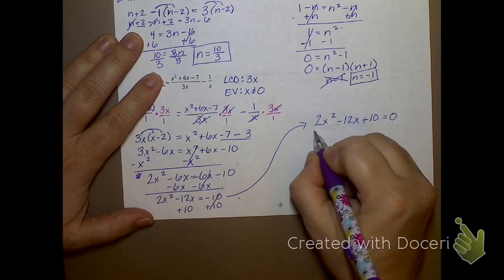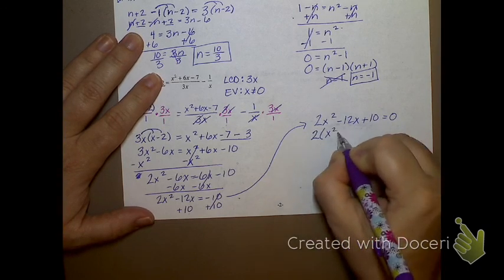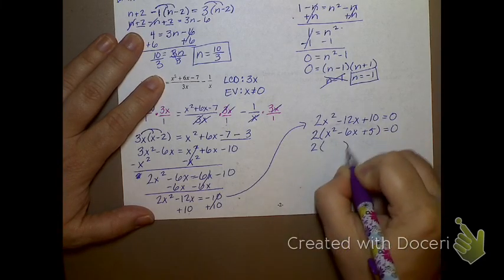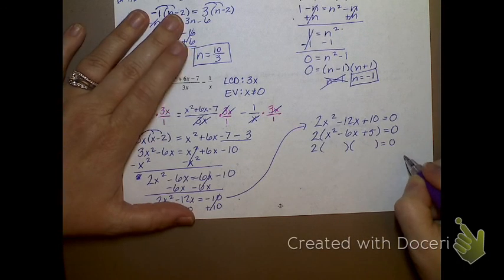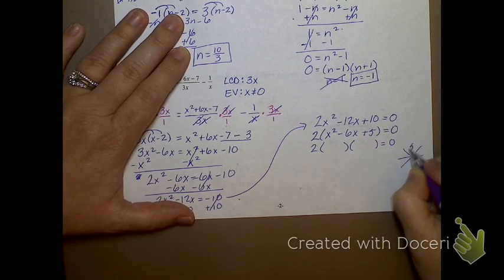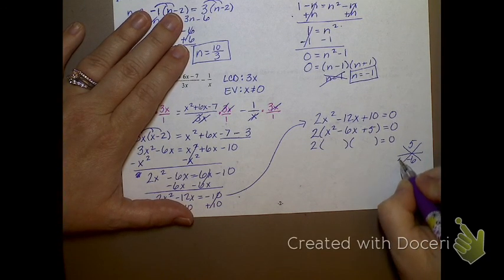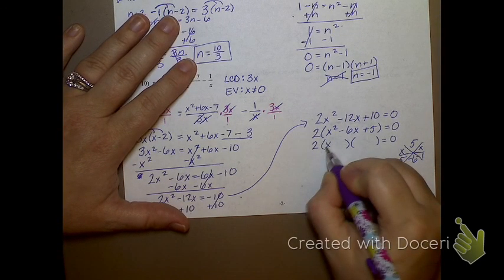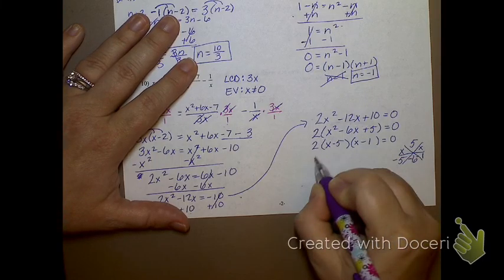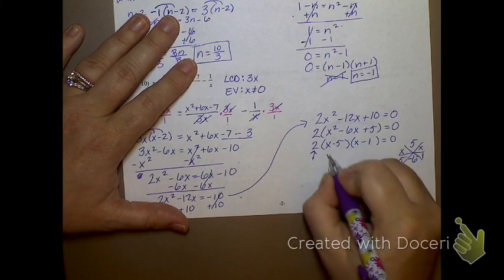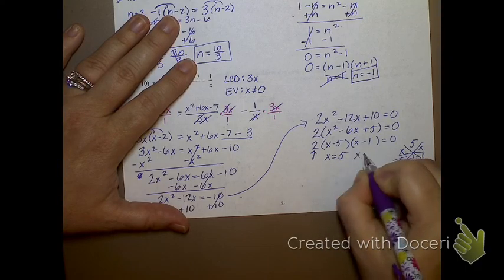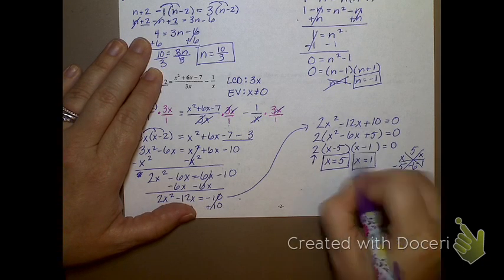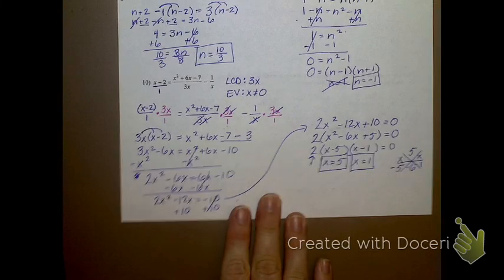I'm going to take out a 2. Leaves me with x squared minus 6x plus 5. And I think I can snowflake that. Let's see. 5 and negative 6. What are my two numbers? Negative 5 and negative 1. I'm going to go ahead and finish this. So x minus 5 and x minus 1. There's no answer there because there's no x there. I have x equals 5, x equals 1. Neither of those are my excluded values, so they are both valid answers. Okay? All right, good luck.